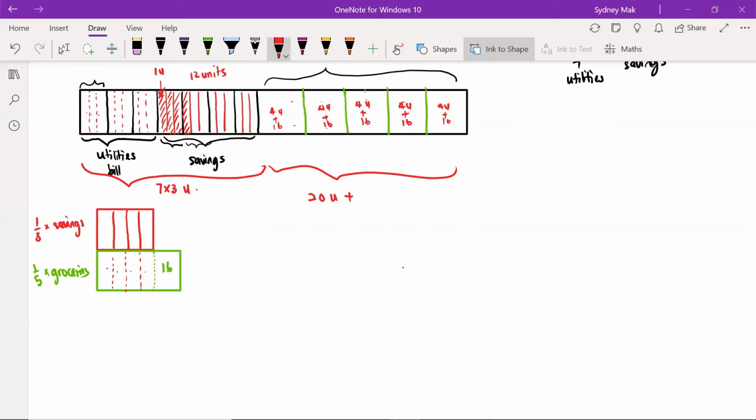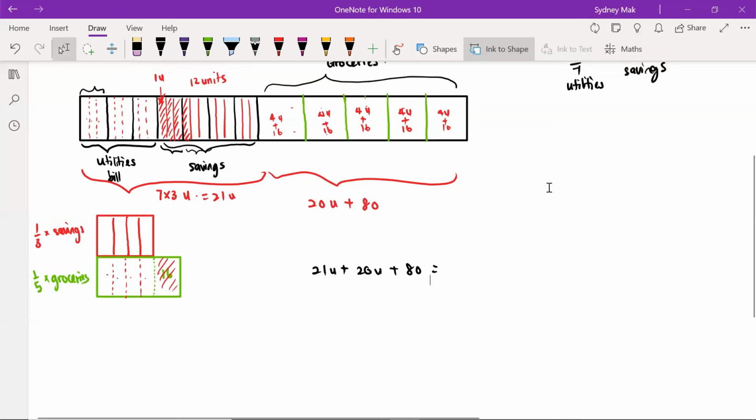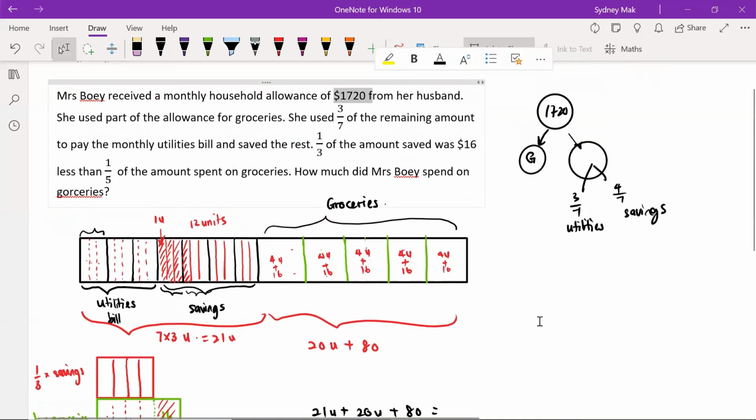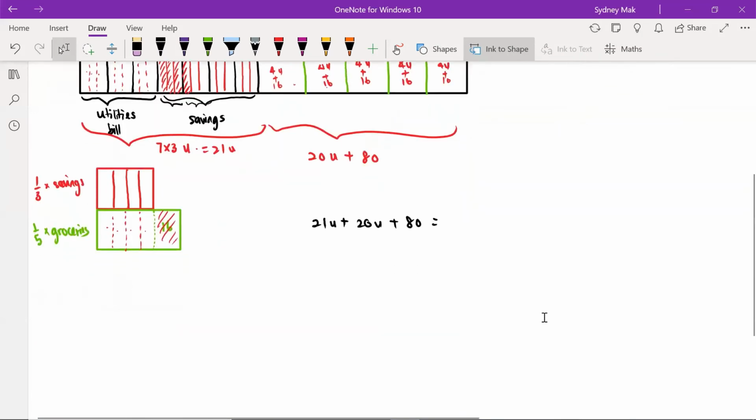There are 5 times of the extra 16 here. So it is repeated 5 times. 16 times 5 is 80. So all in all, 21 units. Our solution will be 21 units plus 20 units plus $80 equivalent to the total block, which is representing the total allowance, which is 1,720.